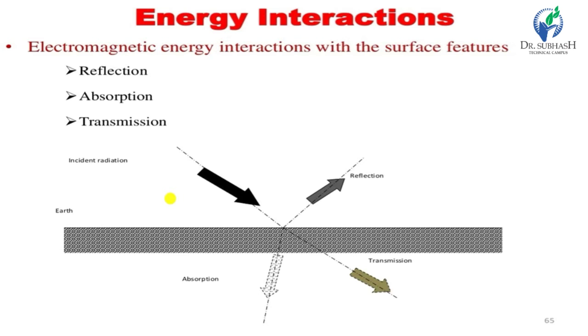Now, energy interaction. We know that when we impart energy onto an object, some part of that energy is reflected, some part is absorbed, and some part is transmitted through that body. We only use the reflected energy because we cannot sense the transmitted or absorbed energy. We use the reflected energy, and then we identify how much energy is absorbed or how much is transmitted.